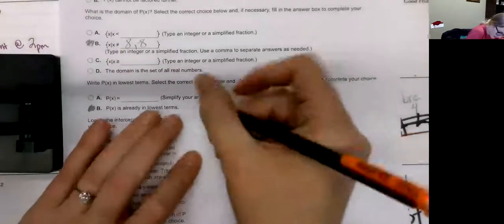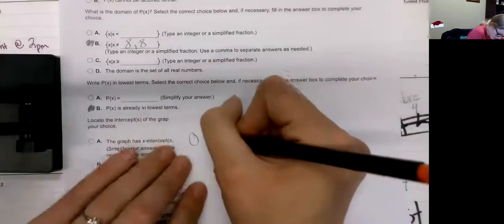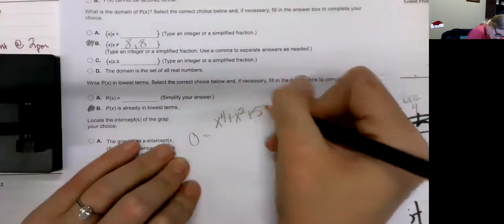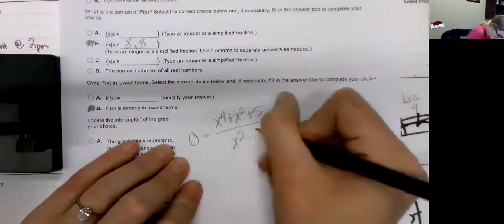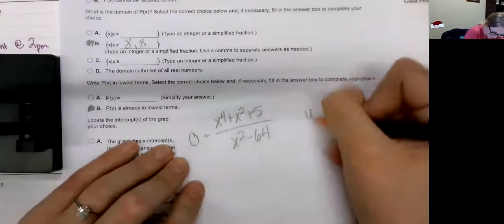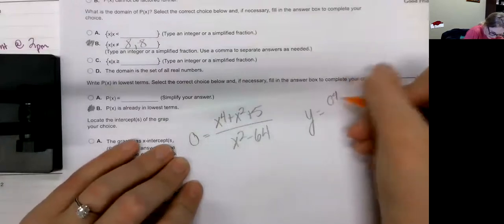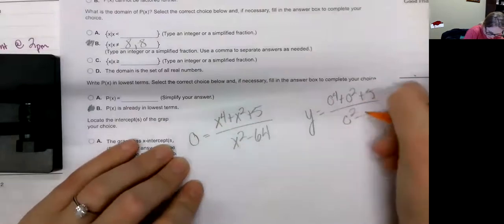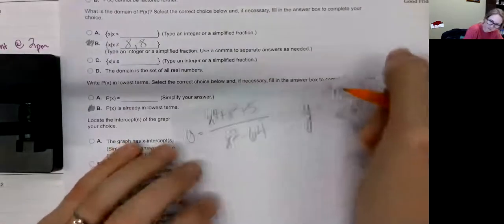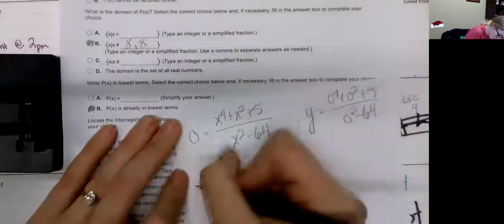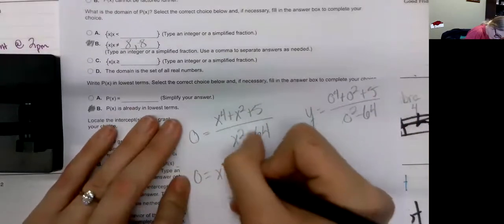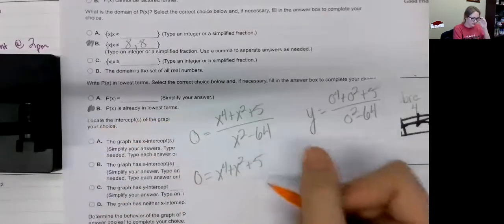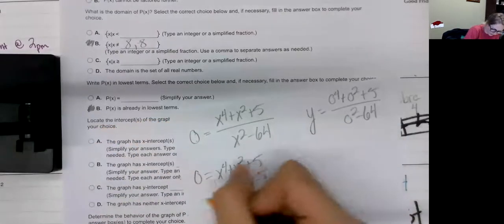So we'd have 0 equals x to the 4th plus x squared plus 5 over x squared subtract 64, and then we'd have y equals 0 to the 4th plus 0 squared plus 5 over 0 squared subtract 64. We'd multiply this over, so 0 equals x to the 4th plus x squared plus 5. This doesn't factor if I was to subtract my 5.